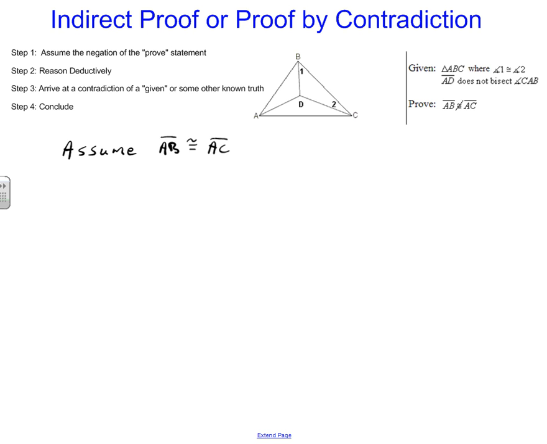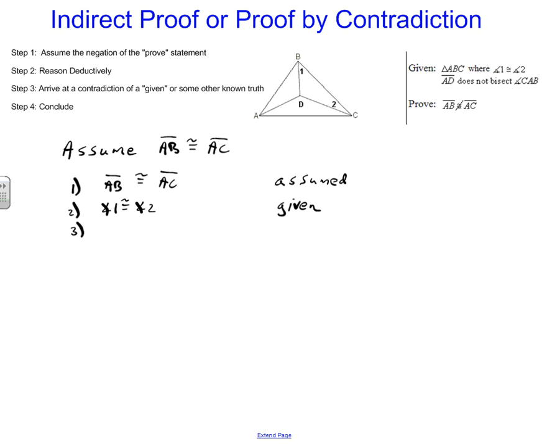I'm going to do the rest of this kind of like a two-column proof. So 1, I'm going to write that down again. AB is congruent to AC, and I'm going to write as a reason, assumed. Even though I just wrote it down, you can put that later in the proof if you want to. But 2, angle 1 is congruent to angle 2. And I'm going to write that as a given.